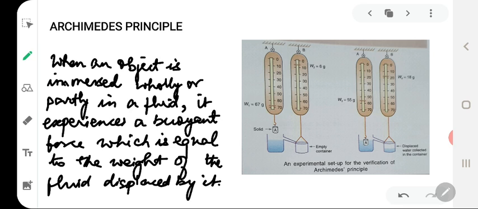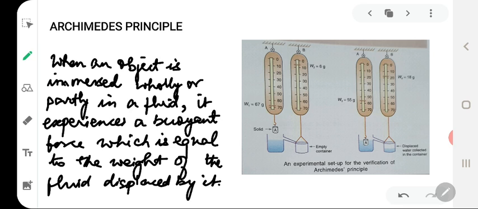So just add up the values in both the cases. In the first case, the object reading W1 was 67 and W2 was 6. So 67 plus 6 is 73. In the second case, when the same object has been immersed in liquid, the value is 55, and that recorded by the second spring balance for the displaced liquid is 18. So 55 plus 18 is again 73.